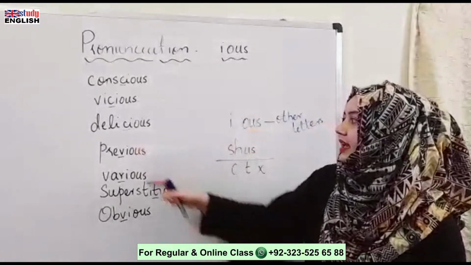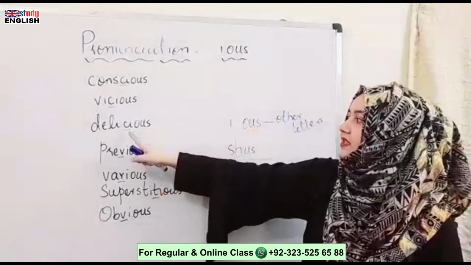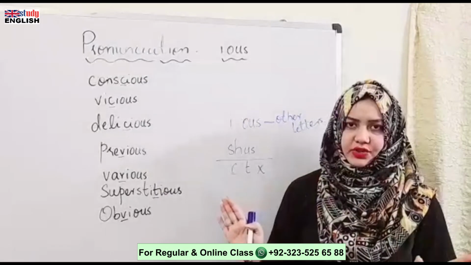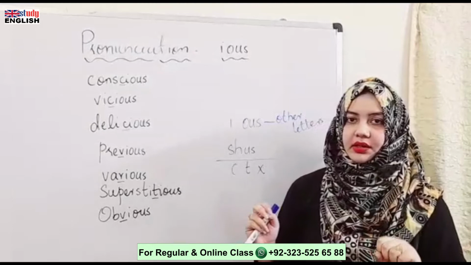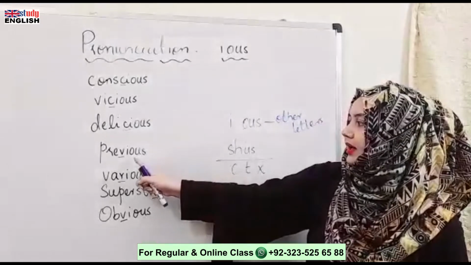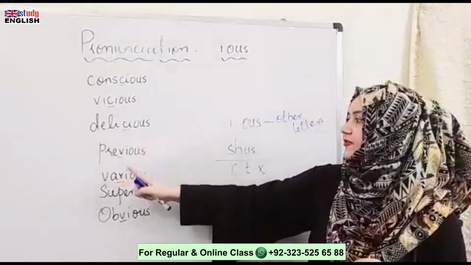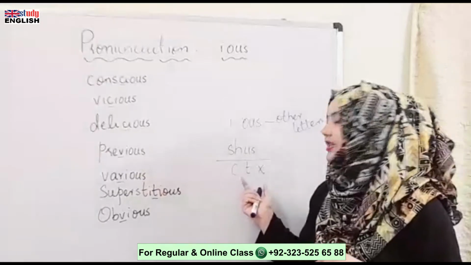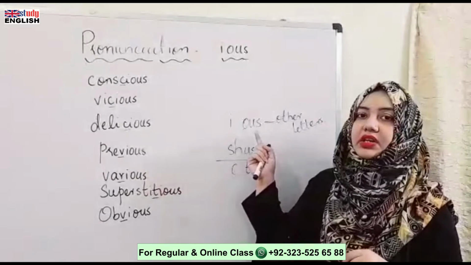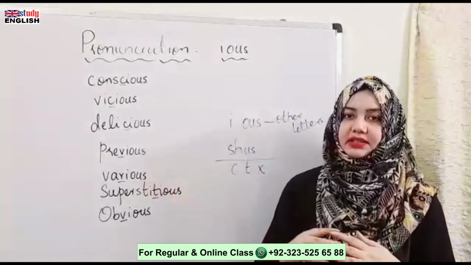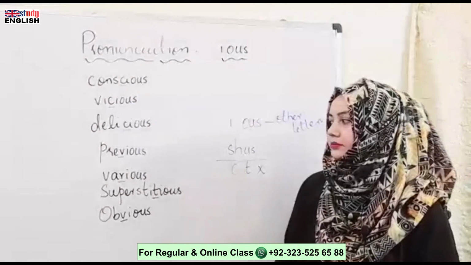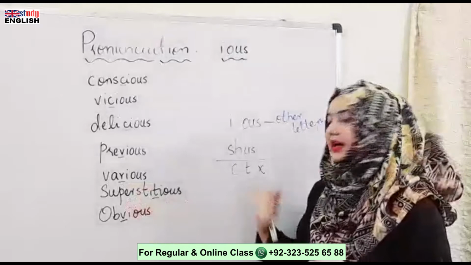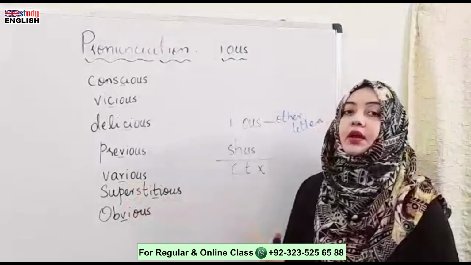Then we have a word that we speak too much, and this is again IOUS. Before IOUS we have C, which is delicious. Please don't say the wrong way, it's delicious, delicious. Then before IOUS we have V. Is V our special letter? No, V is not CTX, so it will sound with "ius", so it will become previous. Then before IOUS we have R. R is not our special letter, so we will say various.